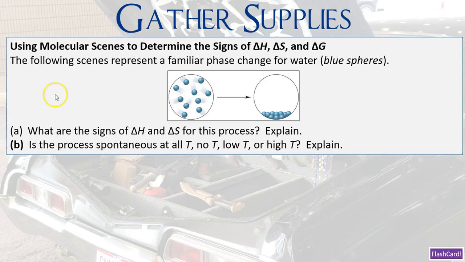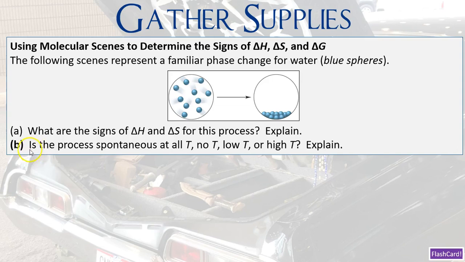This question states the following scenes represent a familiar phase change for water, which is the blue spheres. As you can see, we have these water molecules that are moving, have a lot of freedom of motion, and then they have a decreased freedom of motion. This first letter is telling us what are the signs of delta H and delta S for this process we see here. Then they want us to explain.